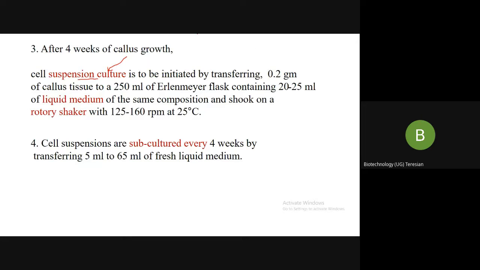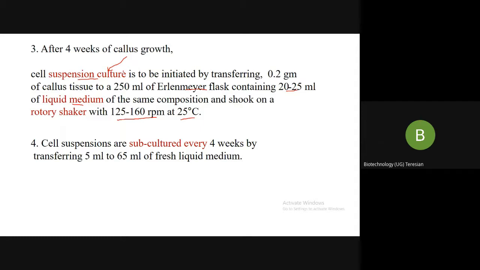So after 4 weeks of callus growth, cell suspension culture is to be initiated. How? By transferring 0.2 gram of the callus to a 250 ml Erlenmeyer flask, that is like your conical flask, containing 20 to 25 ml of liquid media of the same composition. It is shaken on a rotary shaker at 125 to 160 rpm at 25 degrees centigrade. So you grow your callus, and after that, you grow your suspension culture.